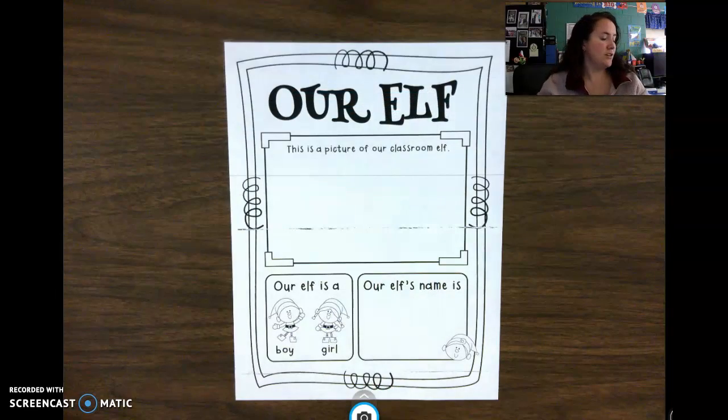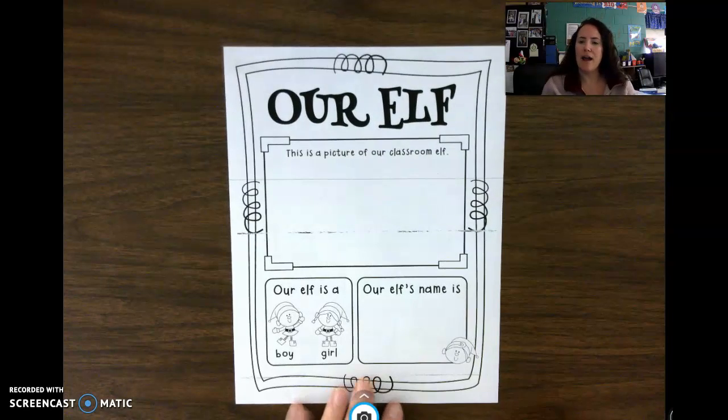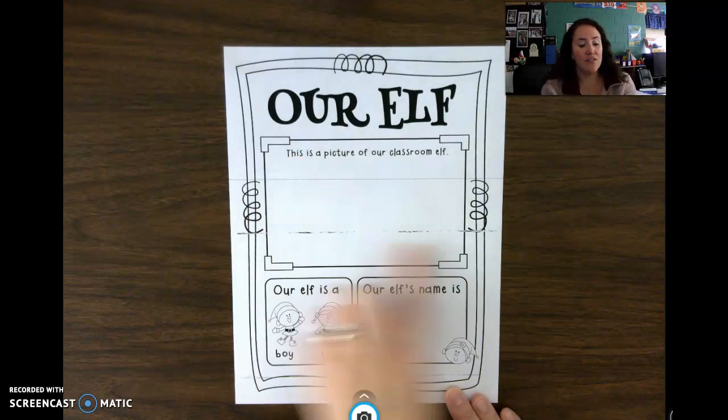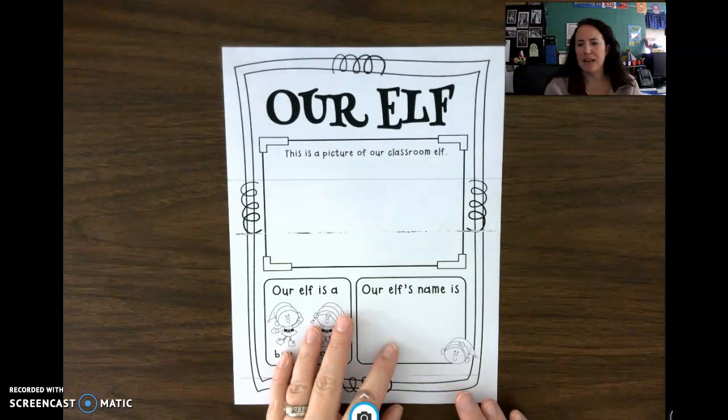So there's Jingle. So we're going to do a little elf report today. This is all about our elf. I'm just going to kind of explain the directions, help you with some of this, and then you can go back and do parts of it on your own, okay? You're going to draw a picture of our elf. All right, he's still hanging out there behind me, keeping an eye on us, too, during our meetings and videos.